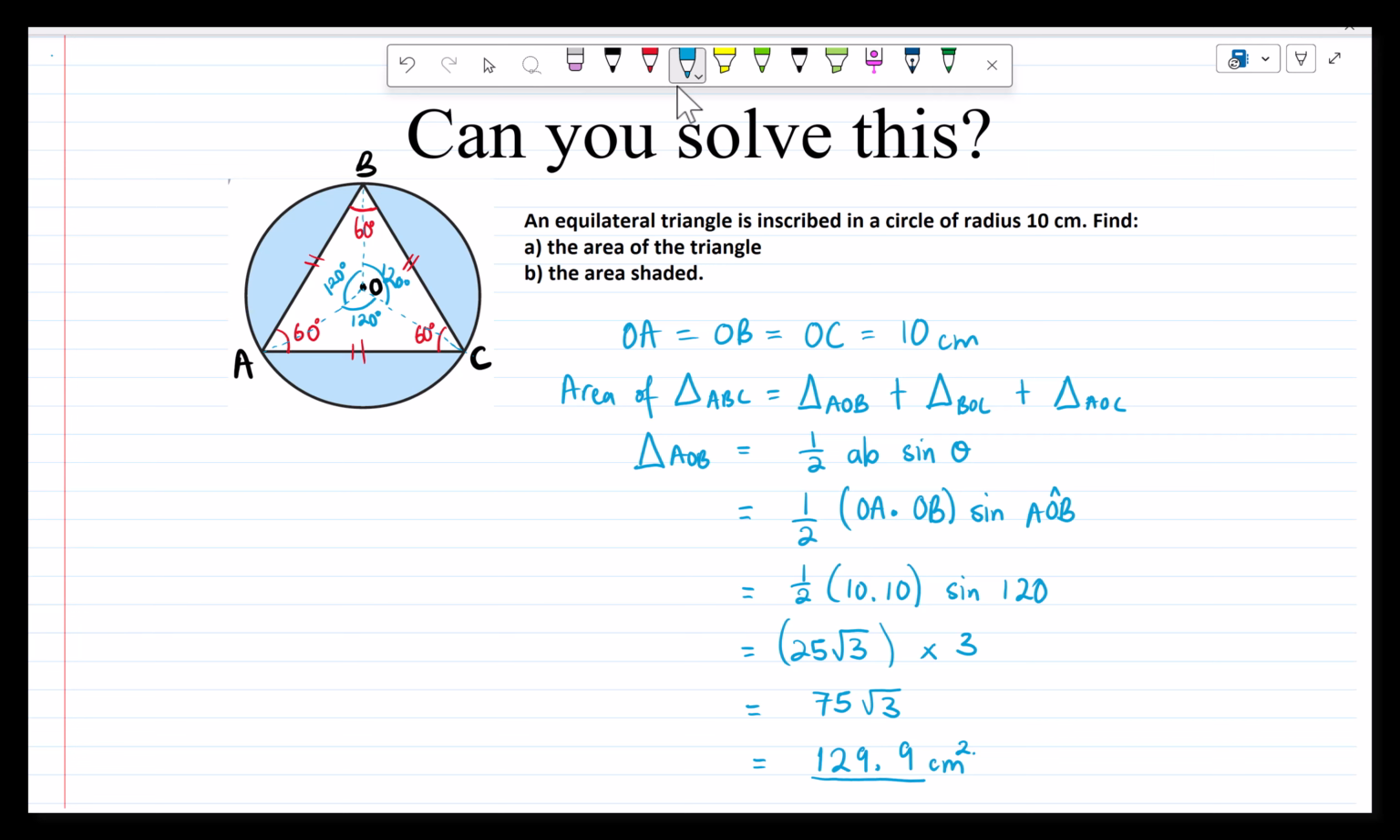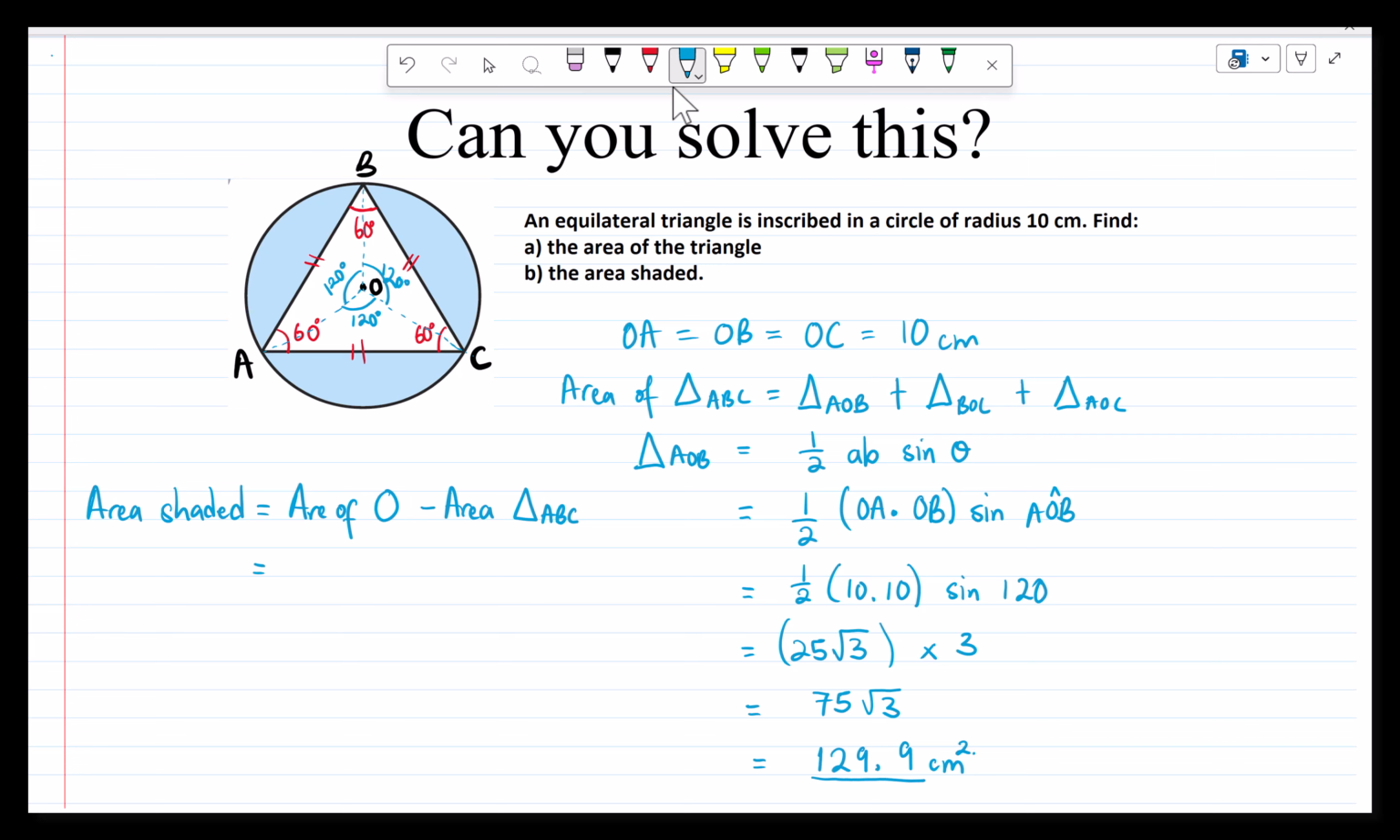We want to find the area of the shaded region. This is the shaded region, everywhere that we have a blue color. To find the area of the shaded region, we say the area of the circle minus the area of the triangle is equal to the area of the shaded region. Writing this, we have area shaded is equal to the area of the circle minus the area of the triangle ABC, which we just calculated.